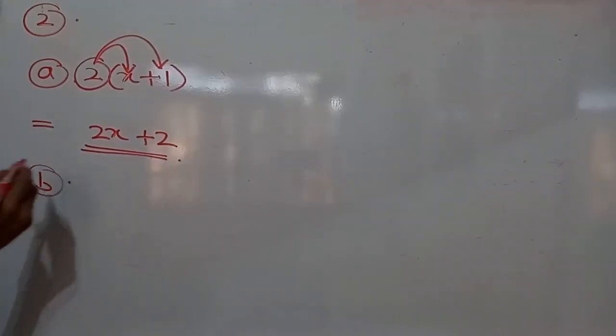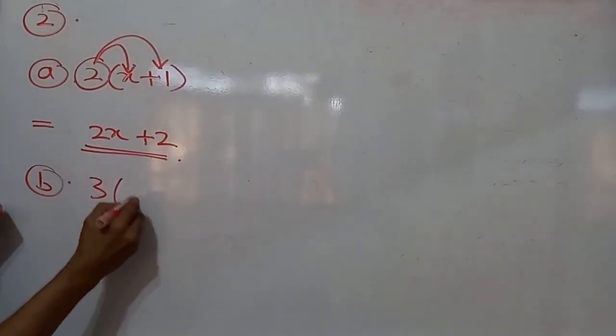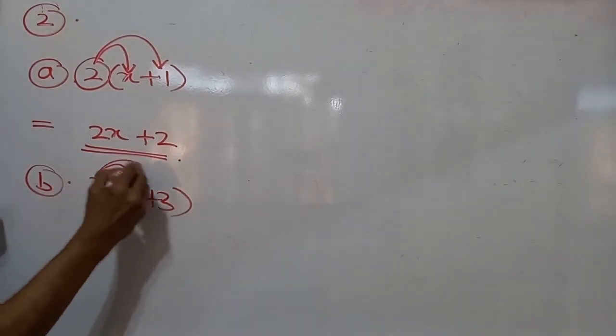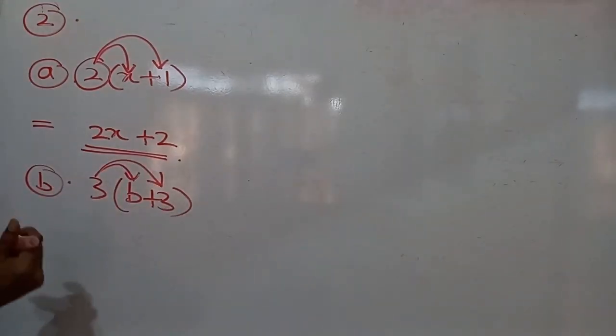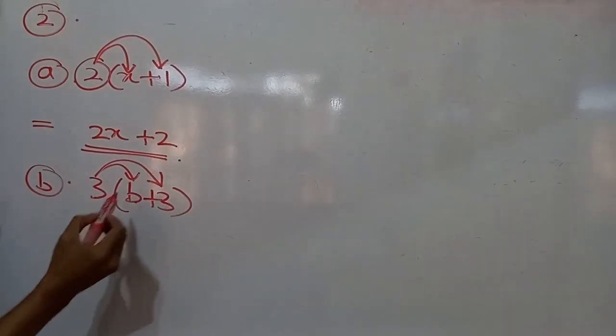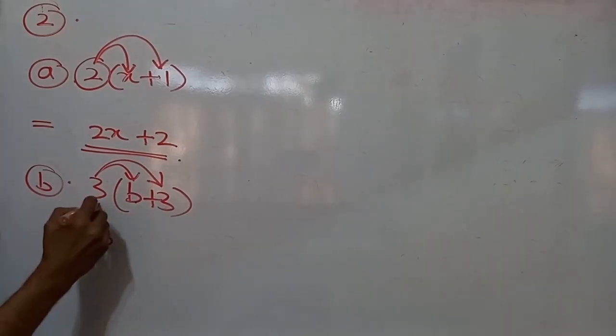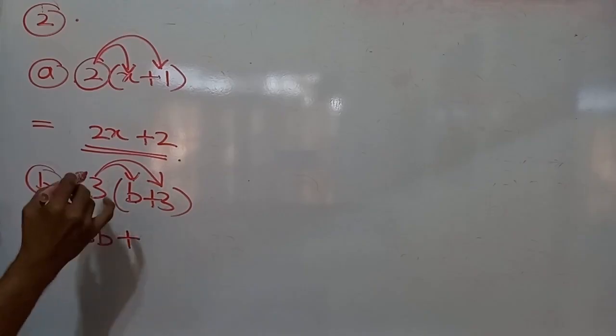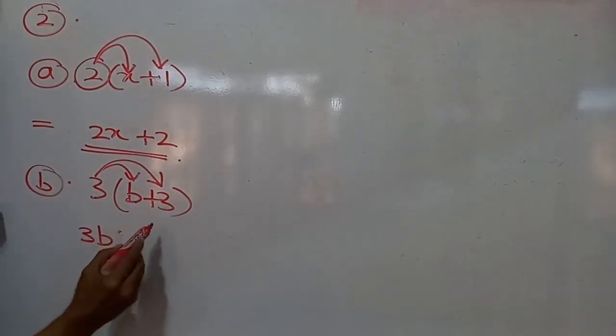Next, part B. So in part B we have b plus 3. Right? So we have to do a multiplication like this. Right? So 3 times b, we know that is 3b. Positive into positive, that is positive. Whether we write the one or not, it is the same. 3 times 3, that is 9. Positive into positive, that is positive.